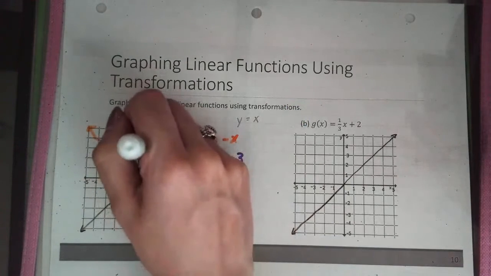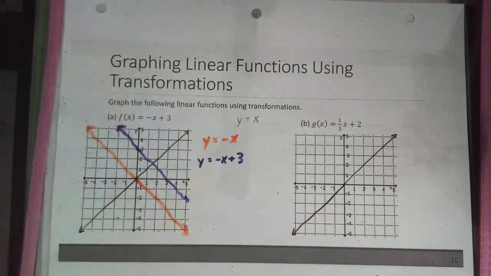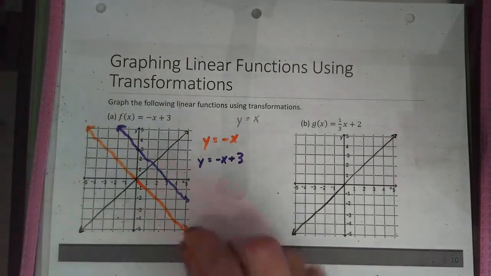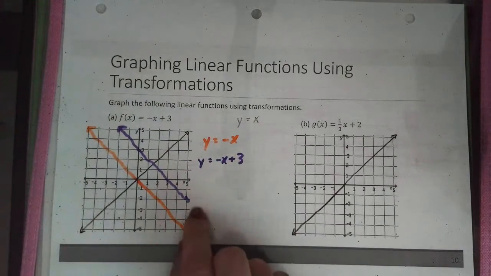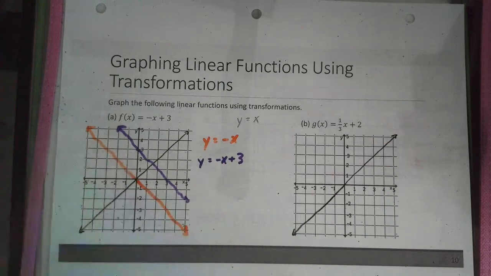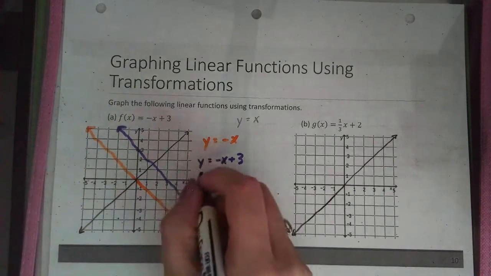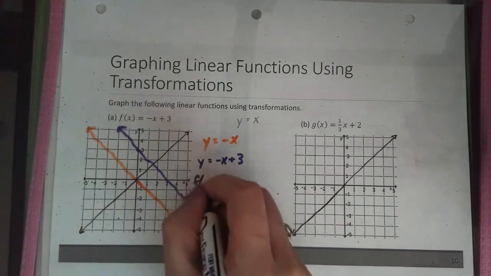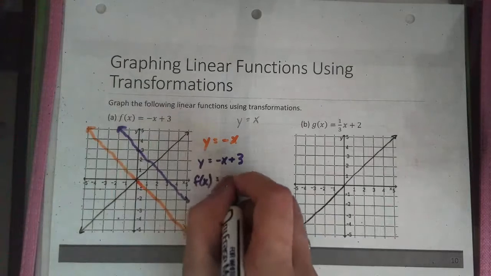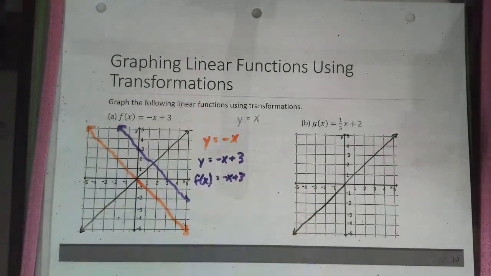This would be way easier if I had a steady hand, but hopefully you get the idea that I took the orange line and moved everything up 3 units. This purple graph is the one we want because we were looking to graph f of x equals negative x plus 3, and that's what the purple graph is.